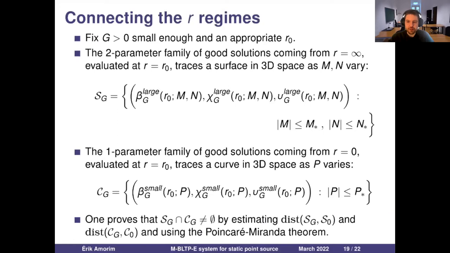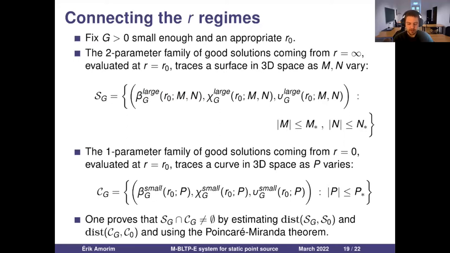You have a two-parameter family of solutions of the original system. When I say original system, I mean the three variables beta, chi, and chi prime, which is epsilon. Remember that I'm forgetting about the alpha equation. So you have this three-dimensional dynamical system. You have a two-parameter family coming from R infinity, and you have a one-parameter family coming from zero. Of course, you expect them to intersect in a single point. If you can get them to intersect, you're done.